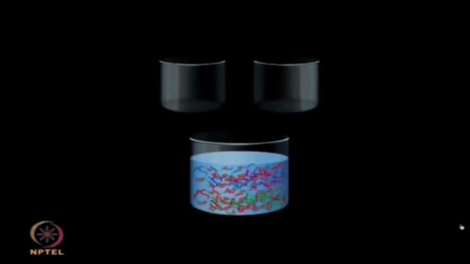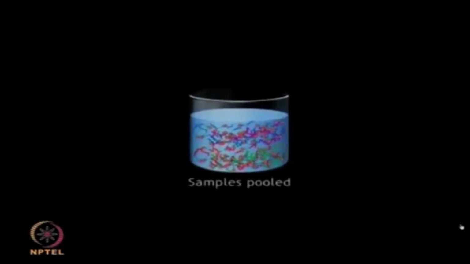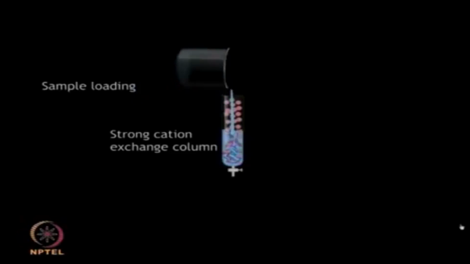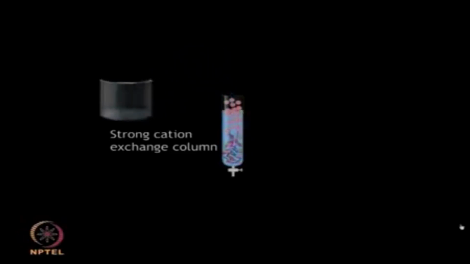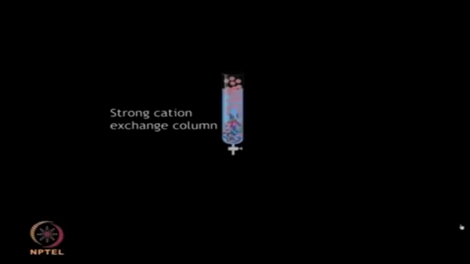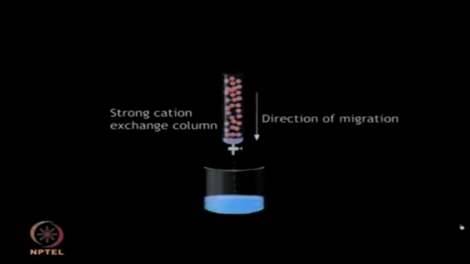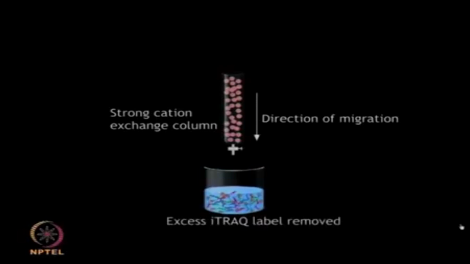The labeled samples can be pooled together. The pooled samples are purified on a strong cation exchange column to remove any excess unbound iTRAQ reagent. This facilitates the sample cleanup prior to further finer separation and purification using reverse phase chromatography.